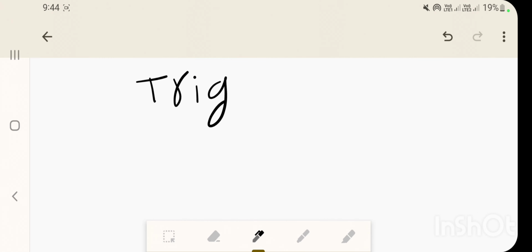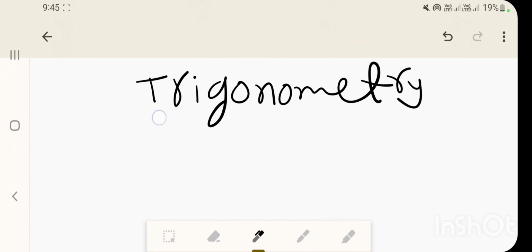Hi students, today I'm going to start a lecture series on 10th mathematics, that is SSC. First we are going to start a chapter called trigonometry, in which we'll see about the right angle triangle, trigonometry chapter. In this we are going to see first naming the sides in a right triangle.